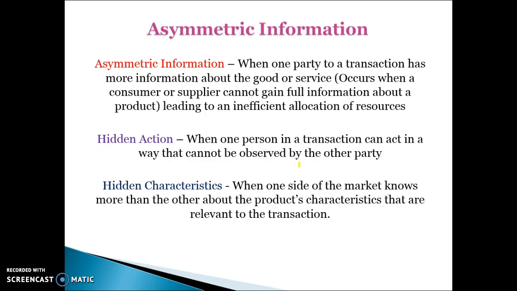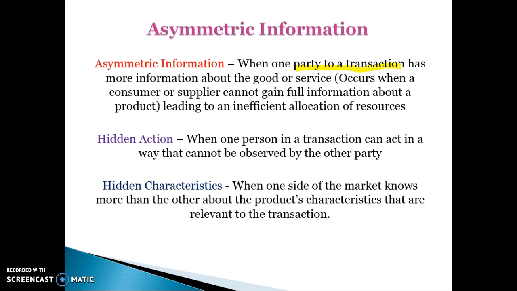So asymmetric information is when one party to a transaction, either the buyer or the seller, has more information about the good or service than the other party in the transaction. And that can often lead to people making incorrect decisions, which leads to an inefficient allocation of resources.